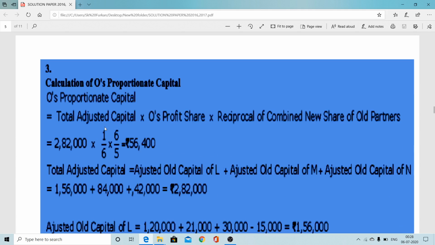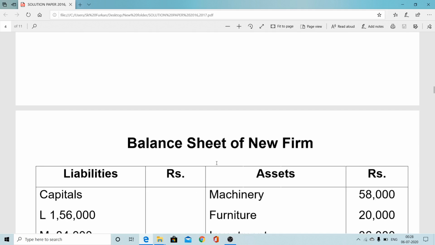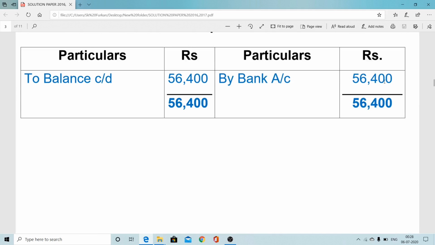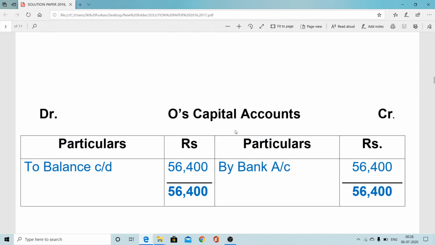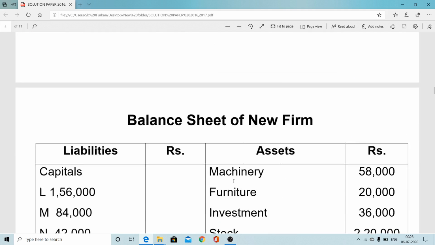2,82,000 into 1/6 into 6/5, using the unitary method. We have done that type of problem already, and we already calculated the incoming partner's capital when it was missing. So that is nothing new; everyone knows it, and it is repeated. Therefore the new partner's capital came to 56,400. So bank account debit to O's capital, therefore bank 56,400 to the balance sheet 56,400. That is how we can find it.